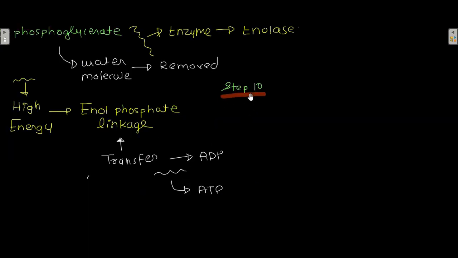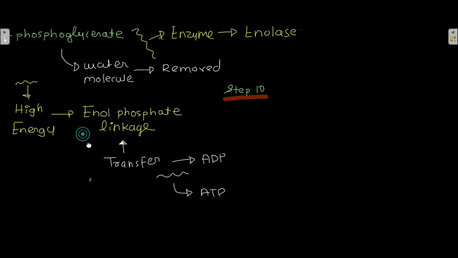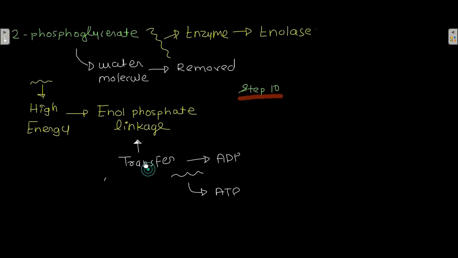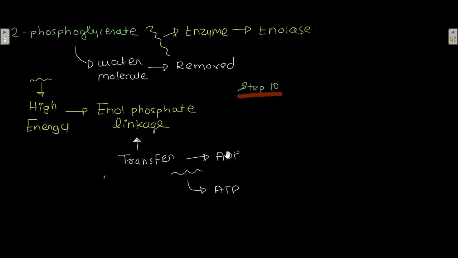Now in step 10, there is transfer of this high energy phosphate bond to ADP, and this transfer results in the formation of ATP. So the high energy bond which was produced when the water molecule was removed from 2-phosphoglycerate is now transferred to ADP, and ADP accepts that high energy phosphate bond and gets converted into ATP. This step is the last step of glycolysis and it is an irreversible step.